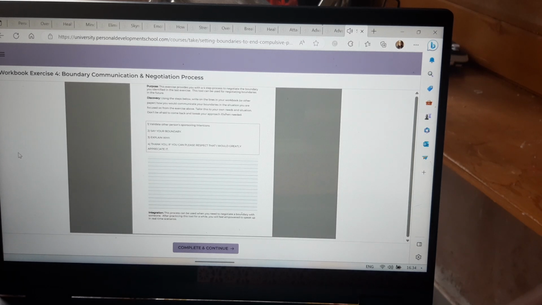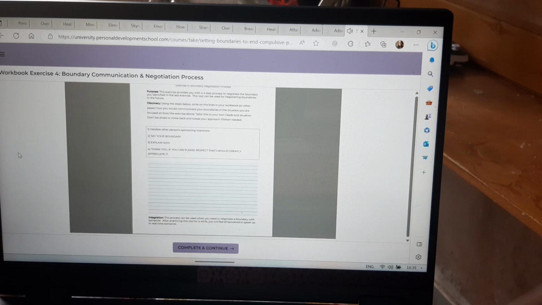So, exercise number 4, this is going to be a process to negotiate your boundaries that you've identified in the last exercise. And you can use this at any point in time, okay? What I find is that when we are trying to communicate boundaries, sometimes people can feel, especially more sensitive people or insecurely attached people or people who have sensitive wounds around certain things, sometimes they can take you setting a boundary as shaming them or criticizing their behaviors. So a really healthy way around this, like we talk about in this actual exercise, is to literally start by validating the other person's sponsoring intentions if you can.